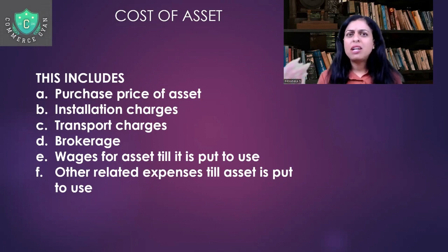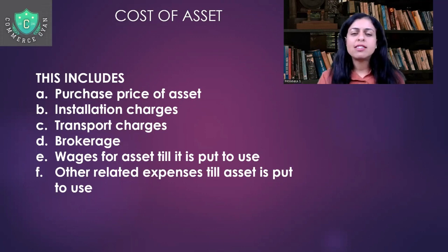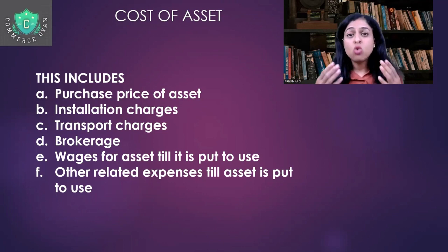Then you may have paid some brokerage, commission, loading and unloading charges, and such other charges which are related to bringing that asset into your organization and putting it to use. Any consultancy paid is also included. It could be engineering consultancy on how to operate the machine. The engineer charged you 50,000 rupees for showing you how to operate the machine correctly to get the best results. That 50,000 is also a part of the cost of the asset.